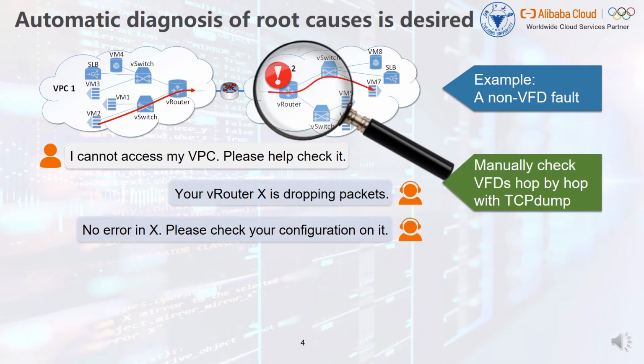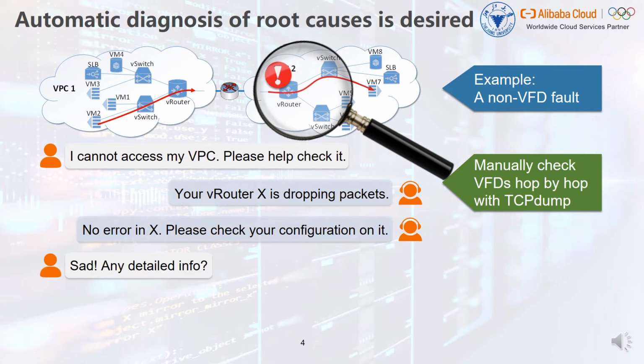Then the operations engineers of the cloud service provider will use TCP dump to manually check the VFDs traversed by those flows. As a result, for example, engineers reply that vRouter X is dropping packets, but it works well. Maybe tenants should check their configurations. Such reply is not satisfying to tenants.